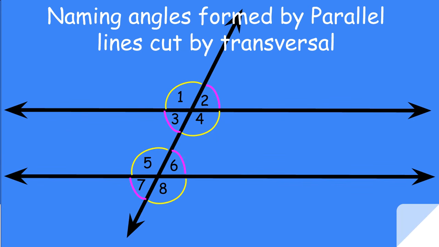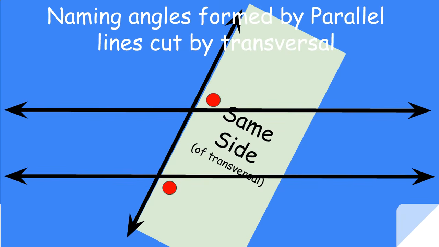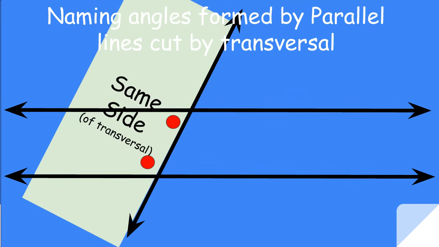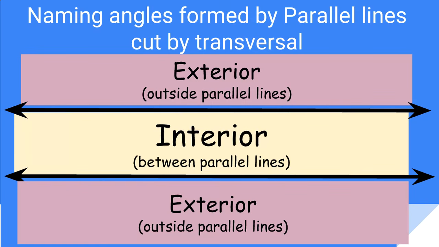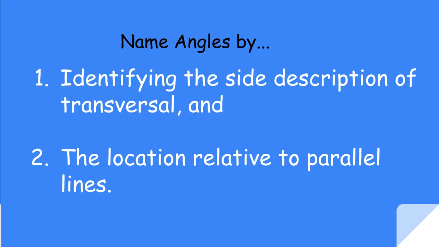We're going to name these angles in pairs. First, we need to determine, are they on the same side of the transversal, such as these 2 red dots in this picture? Or are they on alternate sides of the transversal, such as these 2 pairs? Next, we need to determine, are the angles located in the interior, which is between the parallel lines, or outside the parallel lines, or on the exterior?